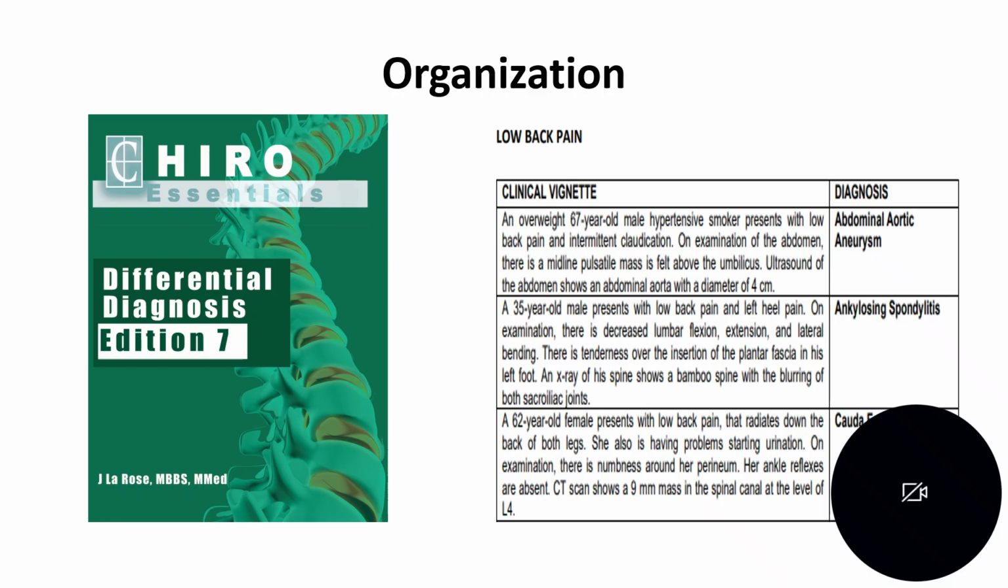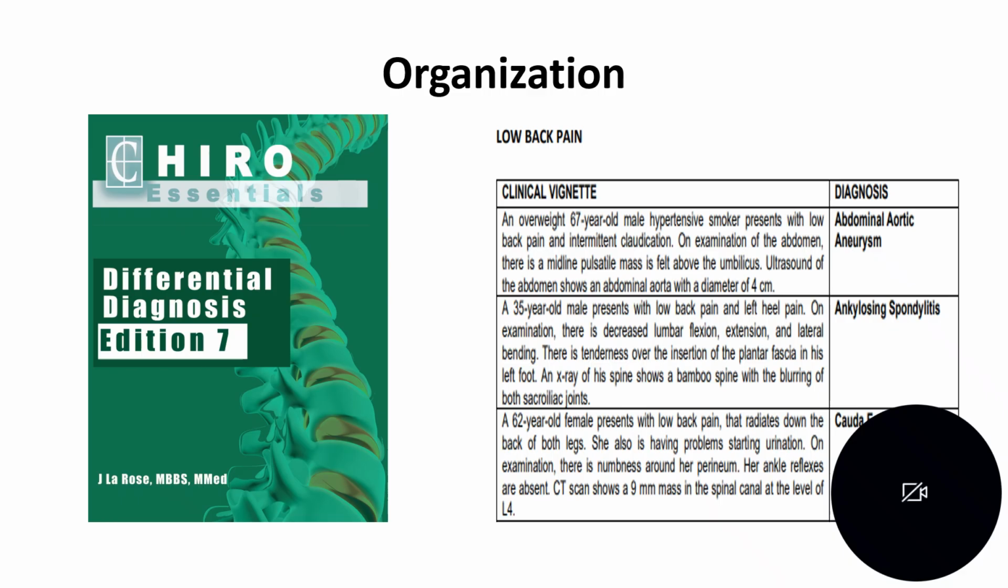So if we were to look at the second entry, which has to do with ankylosing spondylitis, the clinical vignette that could appear in Board's Part 3 would be: a 35-year-old male presents with low back pain and left heel pain. On examination, there is decreased lumbar flexion and extension and lateral bending. There is tenderness over the insertion of the plantar fascia in the left foot. An X-ray of his spine shows bamboo spine with blurring of both SI joints.